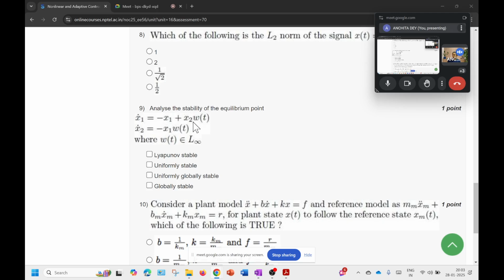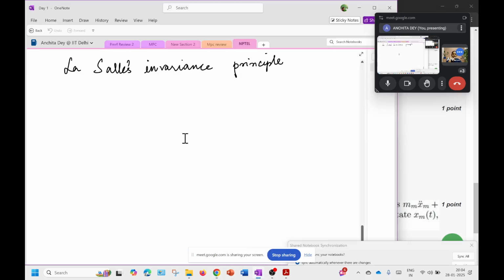Maybe what I will do is I'll just show you how to apply LaSalle's to this example, provided WT is a constant term, and then you can try and solve it for WT not being a constant term. That would be the answer to this given question. You can see here W is time dependent. So what if W is not time dependent? That would give you an idea of LaSalle's.